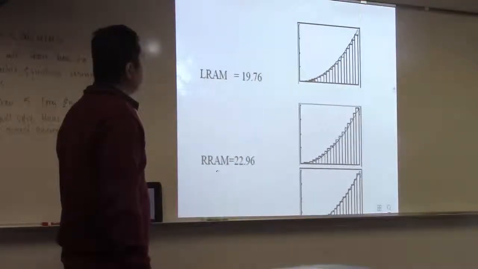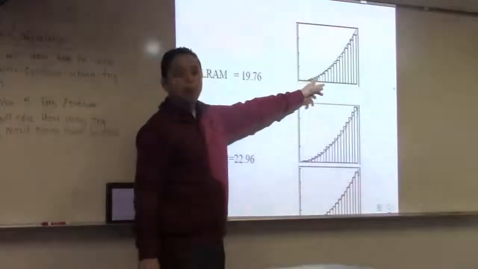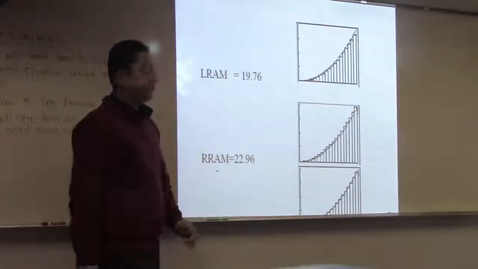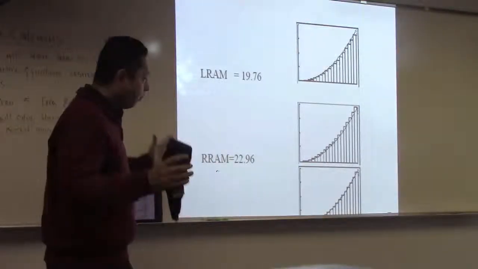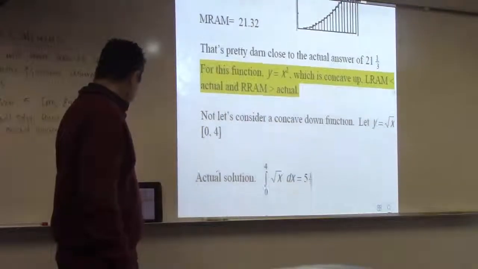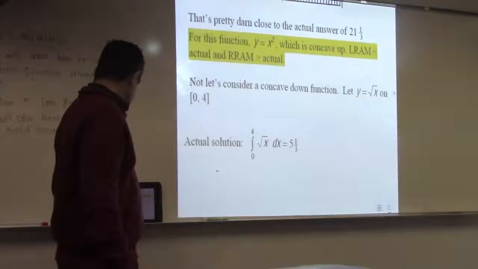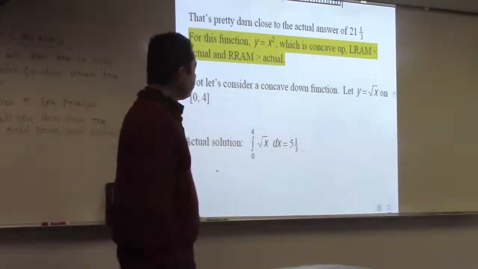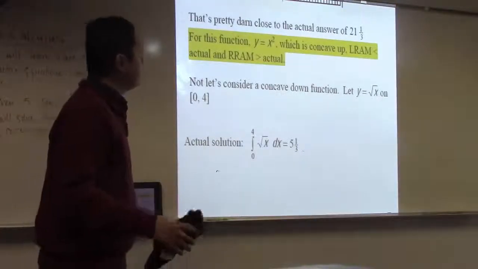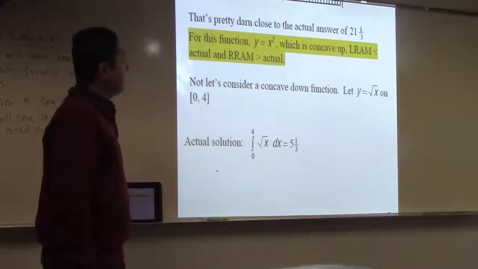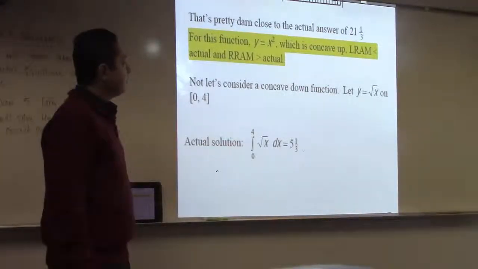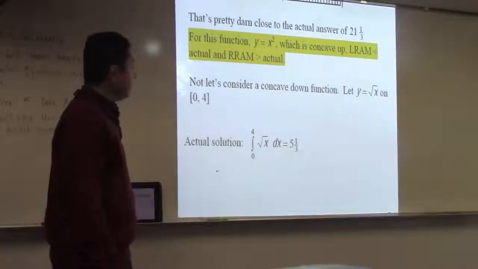Look at Lram using more sub-intervals: 19.76. So you kind of get the idea what's happening here, right? The more sub-intervals we cram in there, the better it is. So that's how we get actual answers. We still have not explored how to actually compute the 21 1/3 mathematically in one shot to get the exact answer.